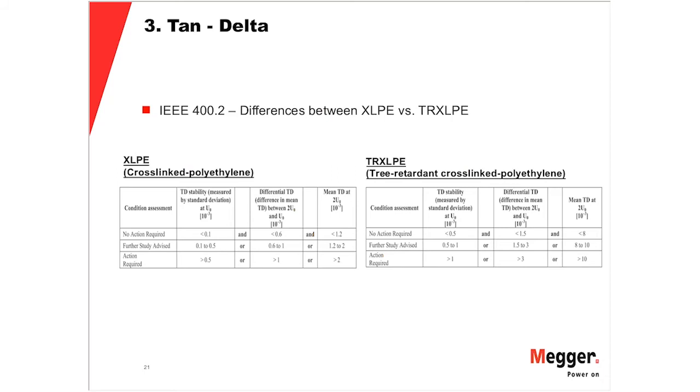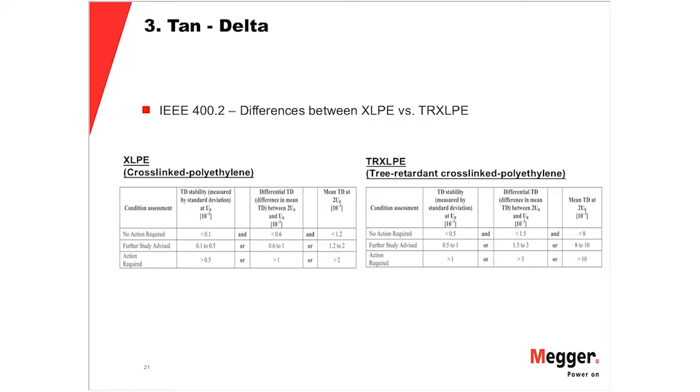For time reasons, I'll probably not go too much into detail, but here you see achieved results at U0 are considered to be good as long as they are below 0.1. Again, these are the tan delta values, which are representing the losses in your circuit. Further study is advised if at U0 your tan delta is between 0.1 and 0.5, and action is required if your tan delta value at rated voltage is higher than 0.5.